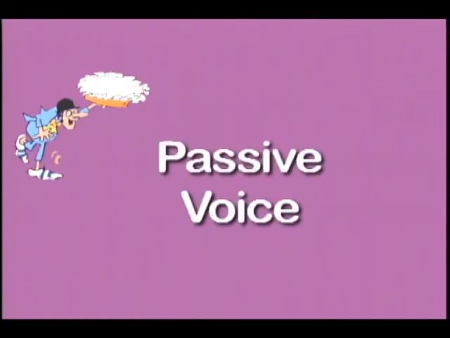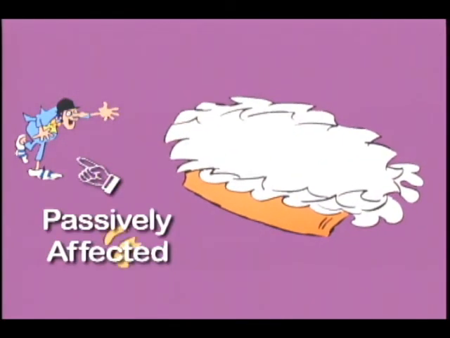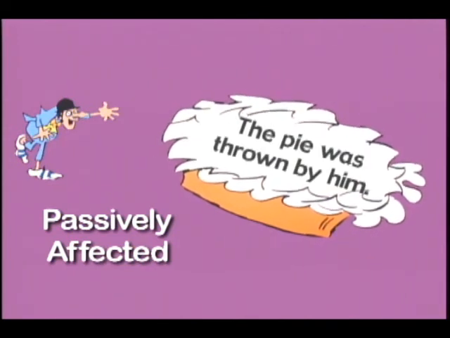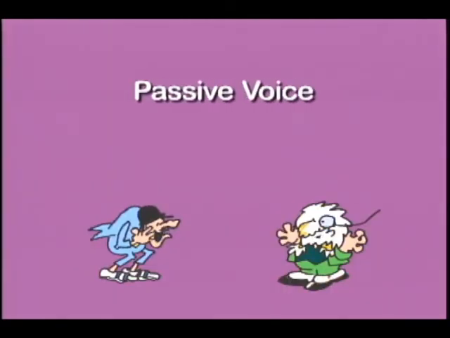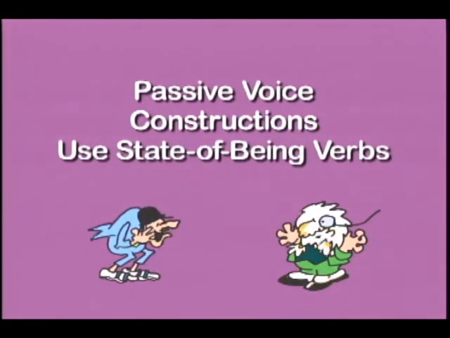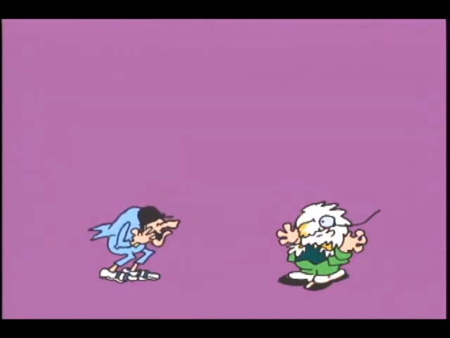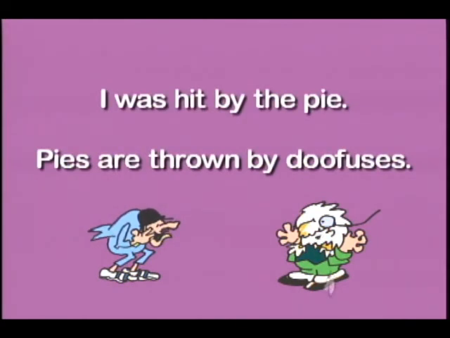But with passive voice verbs, the relation of the subject to the action changes. The subject isn't the doer anymore. Instead, it's passively affected by the action, as with, "The pie was thrown by him." All passive voice constructions use state of being verbs, that is, some form of the verb "to be." In these sentences, you can see the state of being verbs "was" and "are."